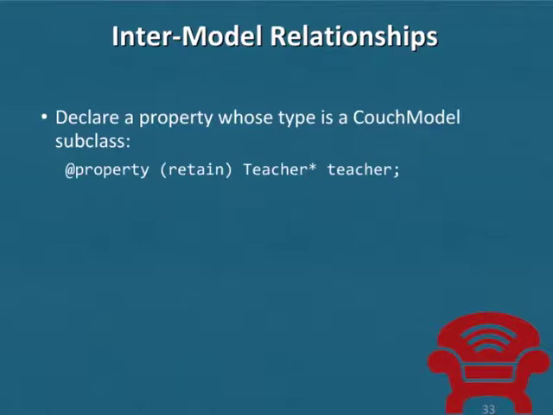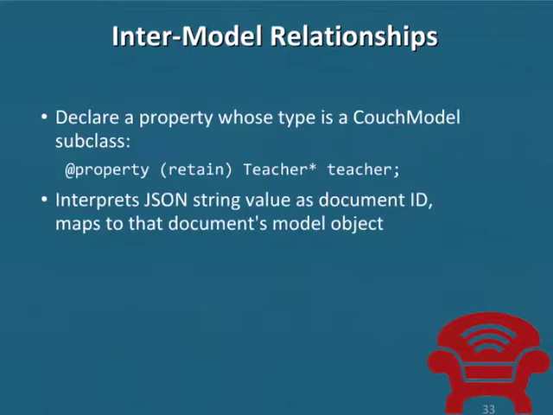What Couch model would do with that is it would get the value of the property and expect it to be a document ID, and then grab the document with that ID, grab the model object from it, and return that. So in the document itself, the teacher property would be some string, probably some big messy UUID that was the ID of the corresponding teacher object. But if you were working with it in Couch model, you would just get the teacher property and have the nice model object already there for you.